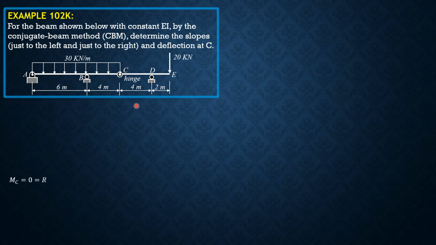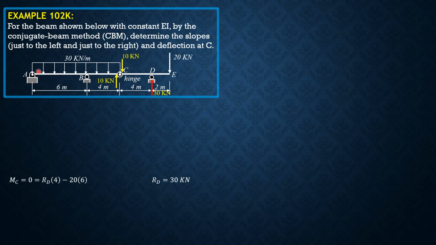So M sub C, or moment C, equals 0. R sub D upward times 4 minus 20 times 6 equals 0. So R sub D is equal to 30 kilonewtons as shown. If this is 30 upward, then the shear at C just to the right should be 10 downward to balance as shown. And by action reaction, at the left it should also be 10 upward.